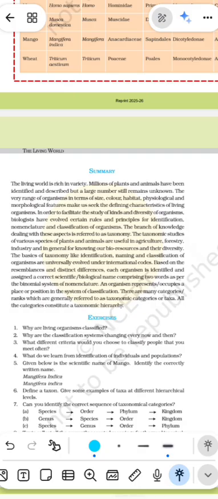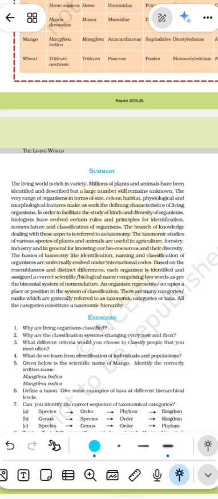The taxonomic study of various species of plants and animals is useful in agriculture, forestry, industry, and in general for knowing the bioresources in their diversity. The basics of taxonomy like identification, naming, and classification of organisms are universally governed under international codes based on resemblances and distinct differences. Each organism is identified and assigned a correct scientific biological name comprising two words as per the binomial system of nomenclature. An organism occupies a place or position in the system of classification. There are many categories. Ranks are generally referred to as taxonomic categories or taxa. All categories constitute a taxonomic hierarchy.